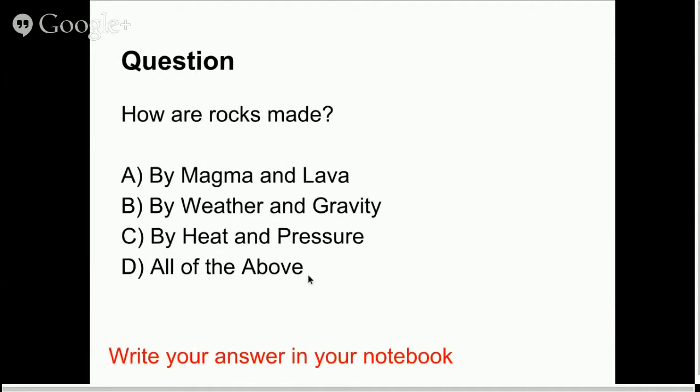Go ahead and pause it. Okay, the correct answer is D, all of the above. Rock is kind of already there. If it's liquid, then it's magma or lava, but weather and gravity, heat and pressure can all change the type of rock that it is. So different rocks can be made from all of these forces.